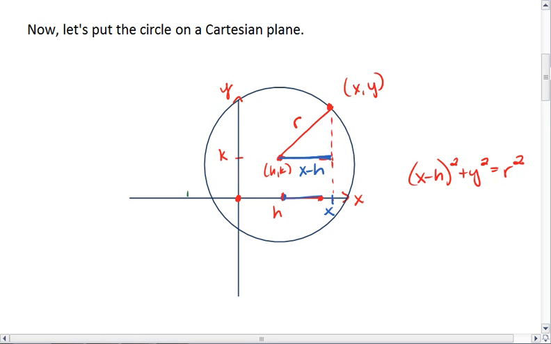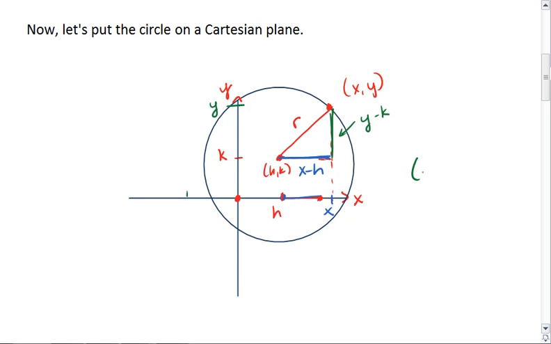But now our vertical length is found by taking y minus k. The equation becomes now (x minus h) squared plus (y minus k) squared equals r squared. Now let's check to make sure that that works for any point on the circle.